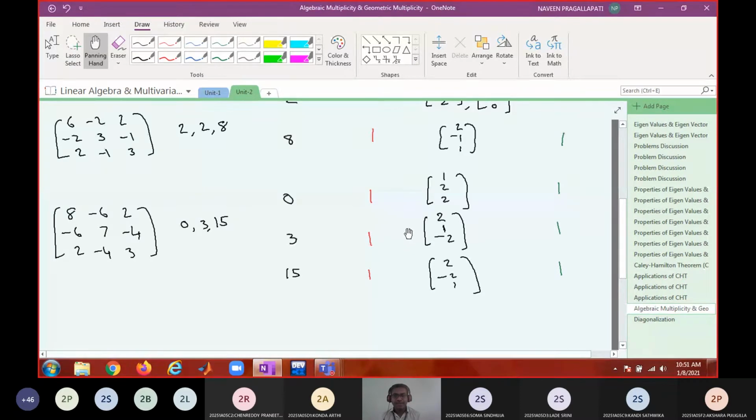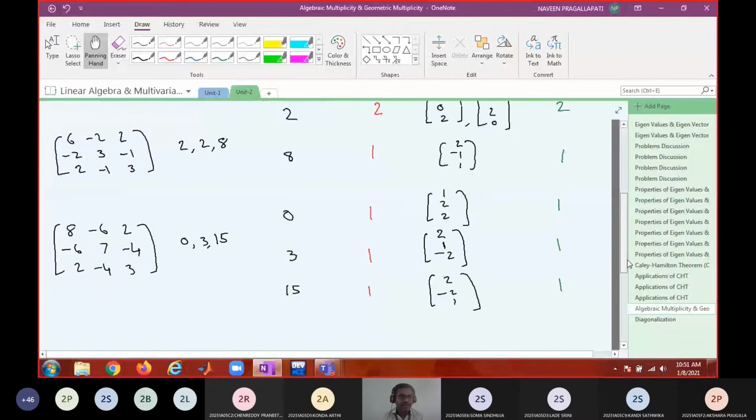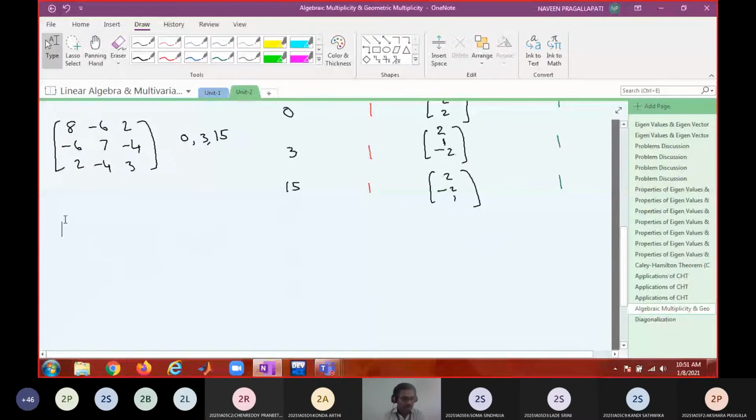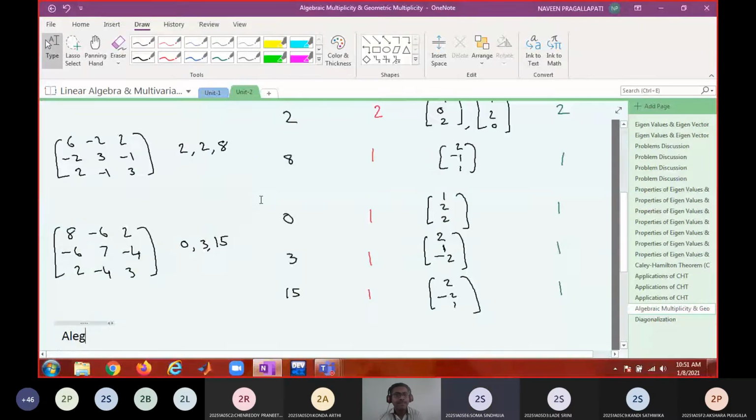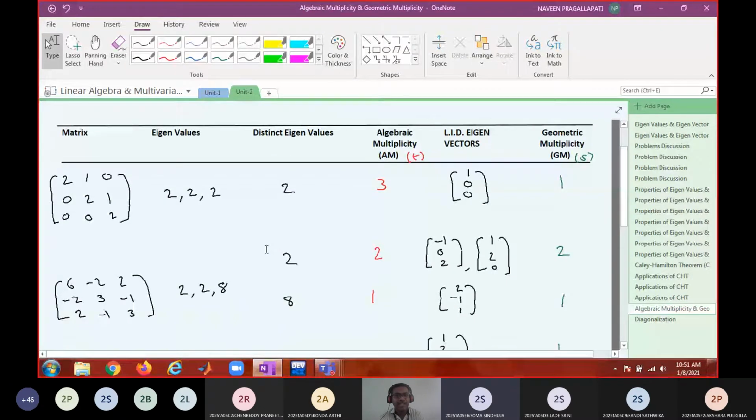Is this clear to all of you? Yes, sir. Now let us write this definition in words. What is algebraic multiplicity? Write down in your notes. Did you copy this table in your notes? Copied, sir.